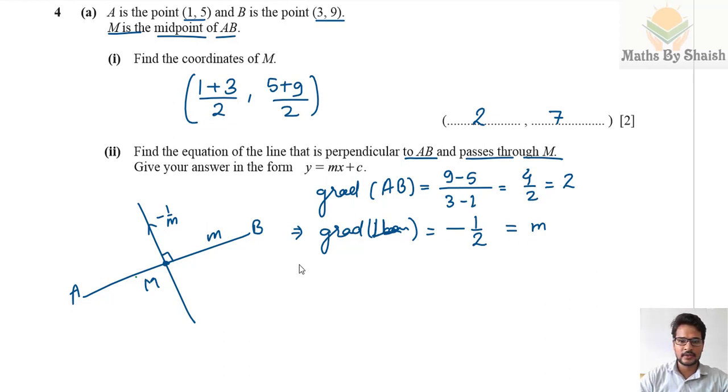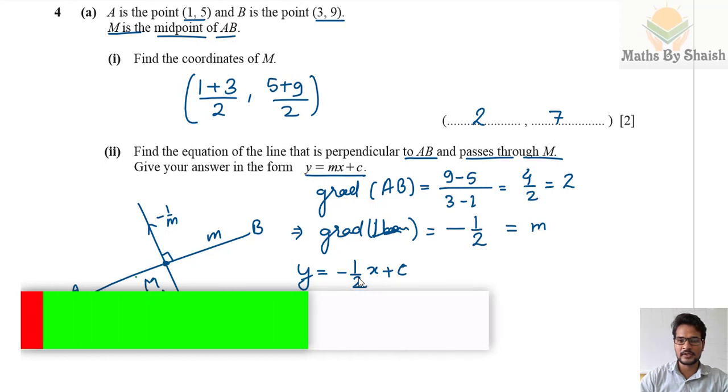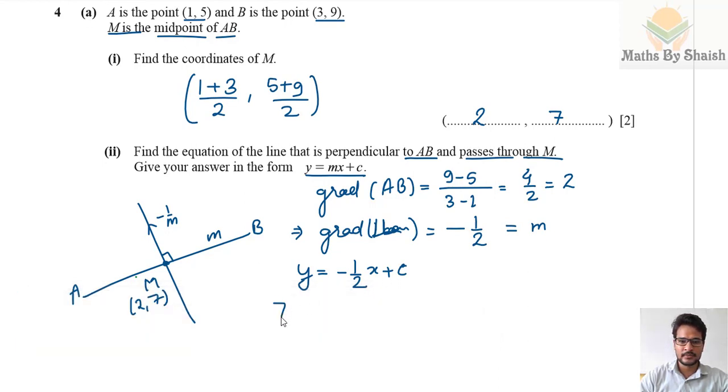So our equation becomes y equals minus 1 by 2 x plus c. Once we have this equation, we can see that the only unknown is c, but it is also passing through M, whose coordinates are given as 2, 7. So it will satisfy this line. We will substitute it here: in place of y, we write 7, and in place of x, we write 2. So this becomes minus 1, and hence c becomes 7 plus 1, that is 8.